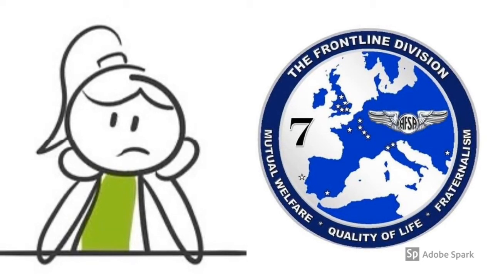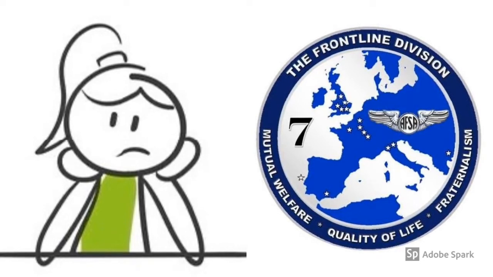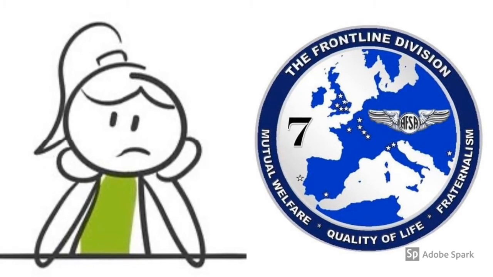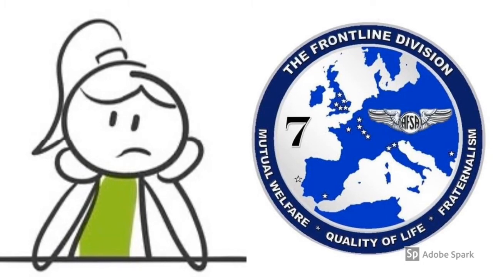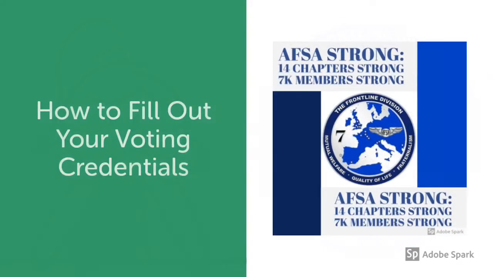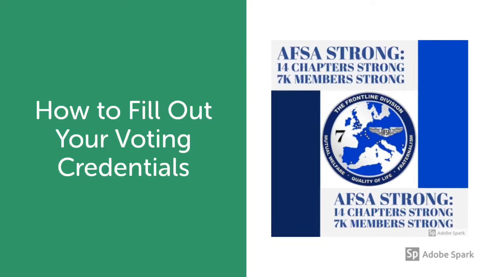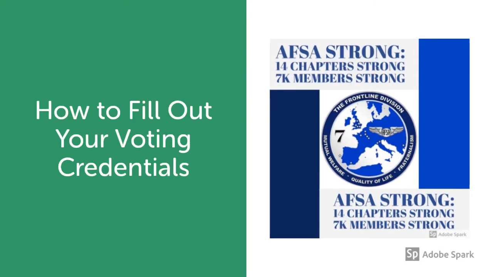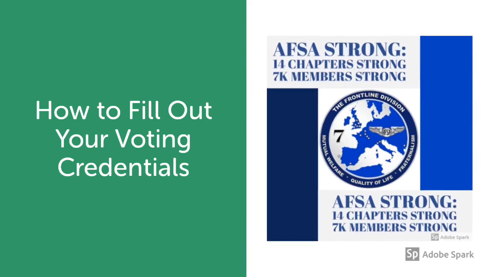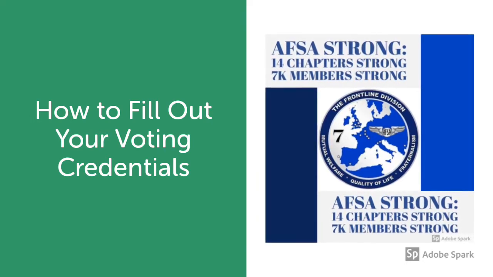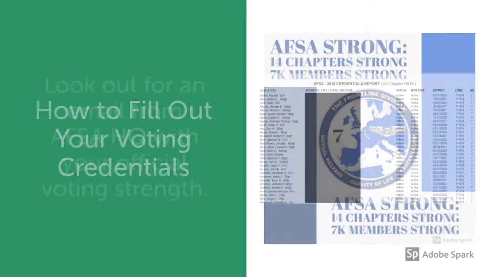So you are heading to your division's conference or the AFSA PAC, but you need to fill out your voting credentials and you don't know where to start. Well, look no further. You can start right here. This video will walk you through how to fill out your chapter's voting credentials so your chapter can be represented at the division or international official business meetings where the voting occurs.